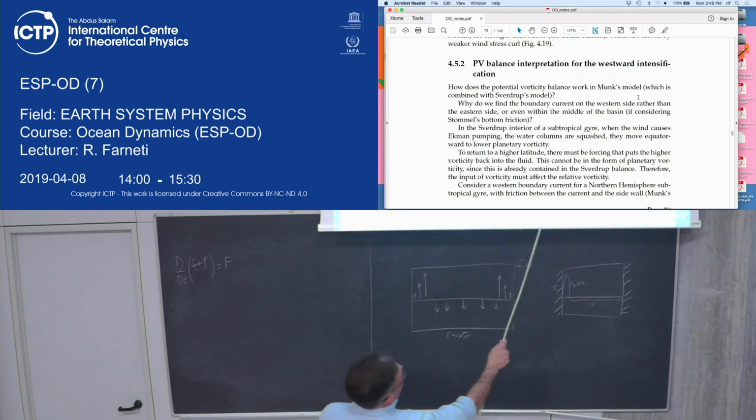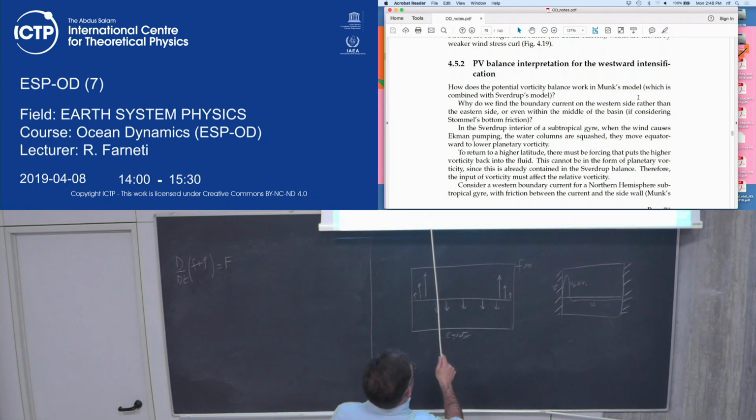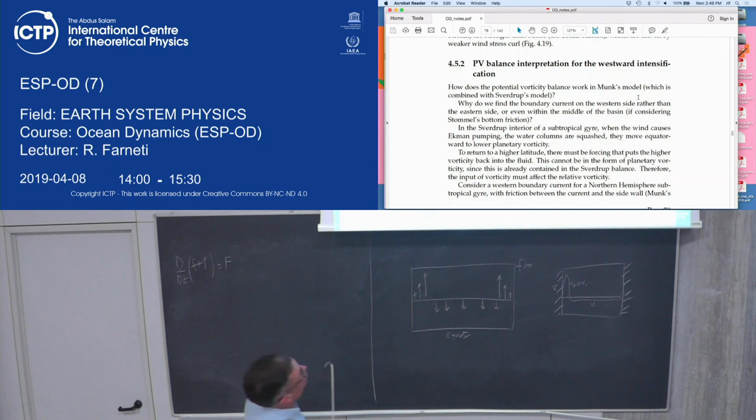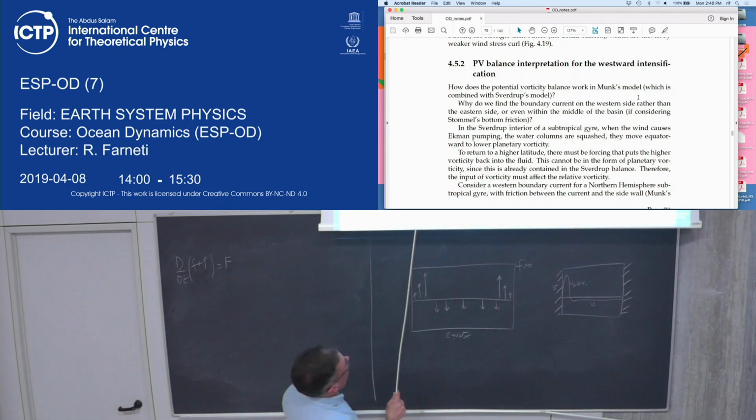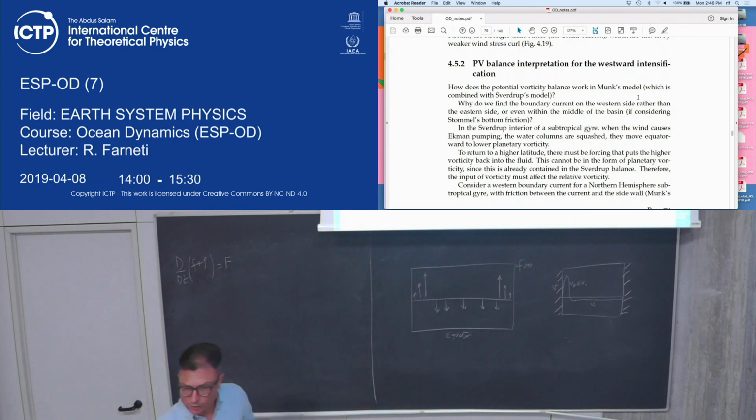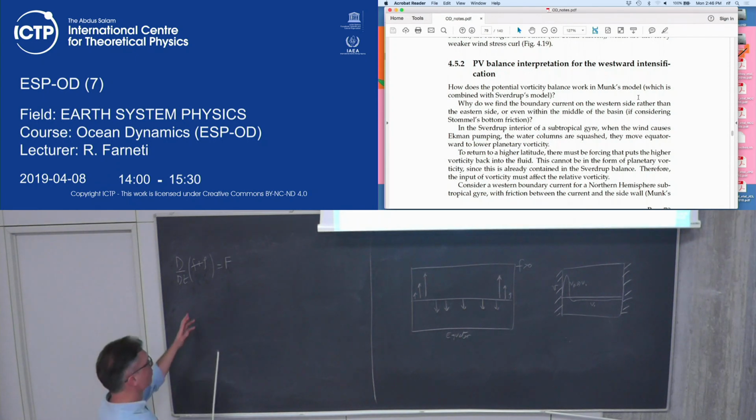And there must be some forcing that puts back higher vorticity into the fluid and has to balance this increase in f. It cannot be in the form of planetary vorticity, because we said already that in the interior solution it is planetary vorticity that is changing. In the frictional boundary layer it is not f that changes, we did the scale analysis, it will be relative vorticity that changes.